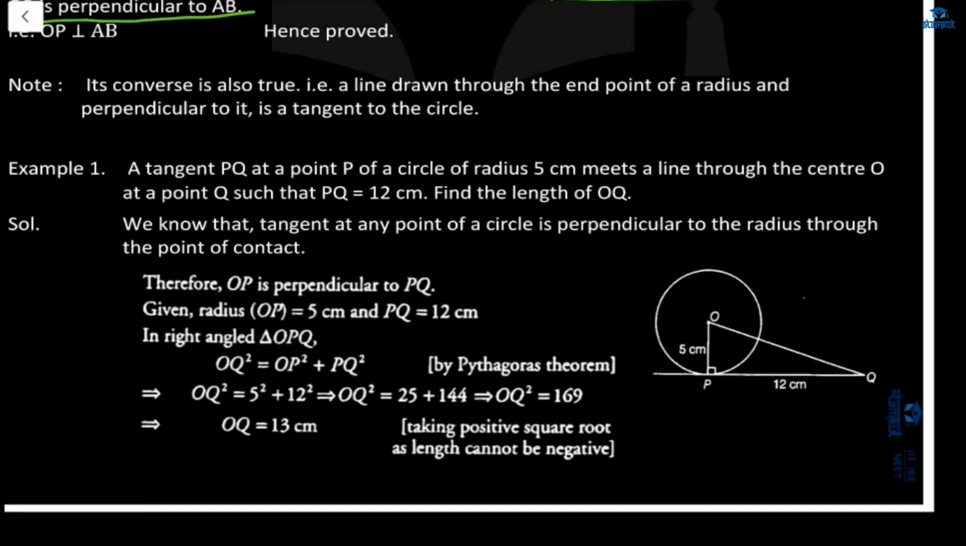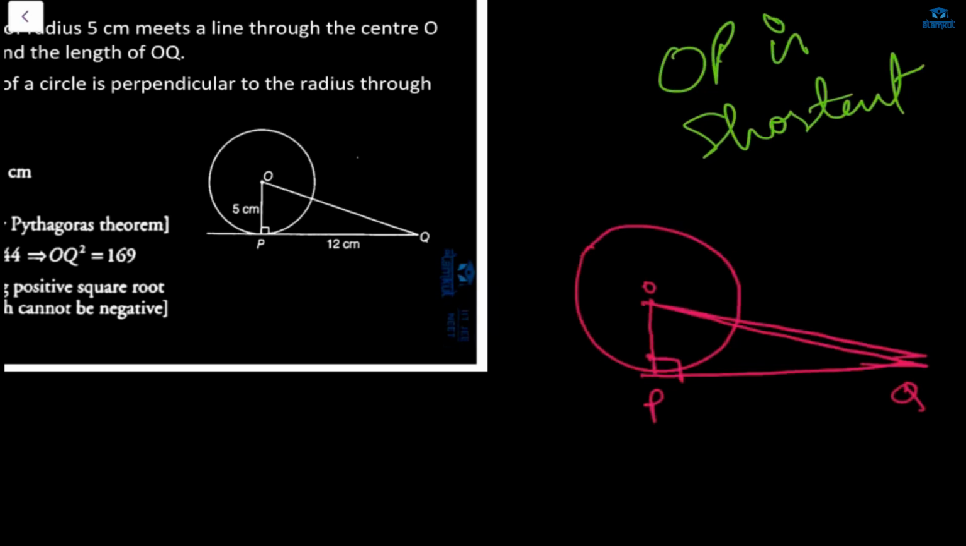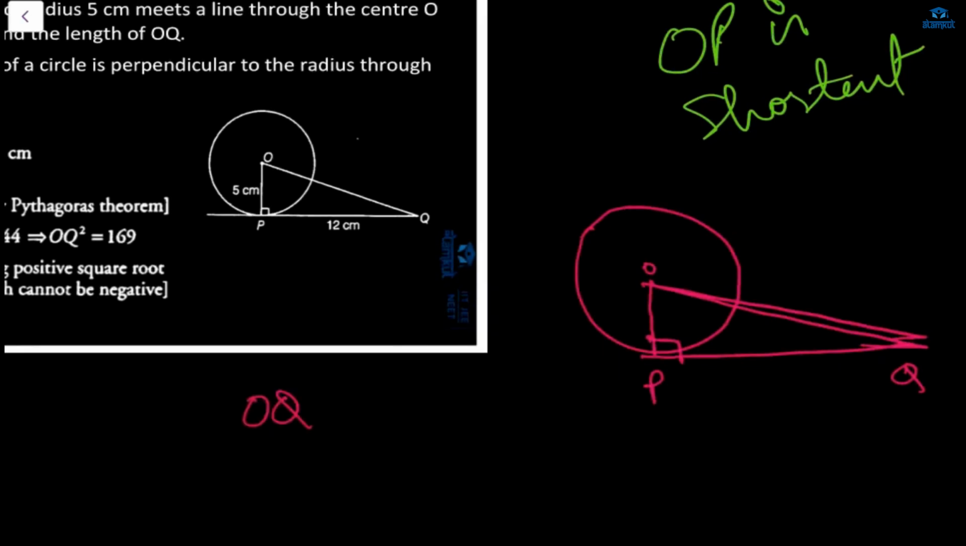Now, can you find out the length of OQ, Tapia? This we have already done. See here, this is the radius and this is 90 degrees. So if it is 90 degrees, it becomes a right angle triangle, and we can apply the Pythagoras theorem. So OQ square will be equal to OP square plus PQ square. Any doubt in this, Safiya?